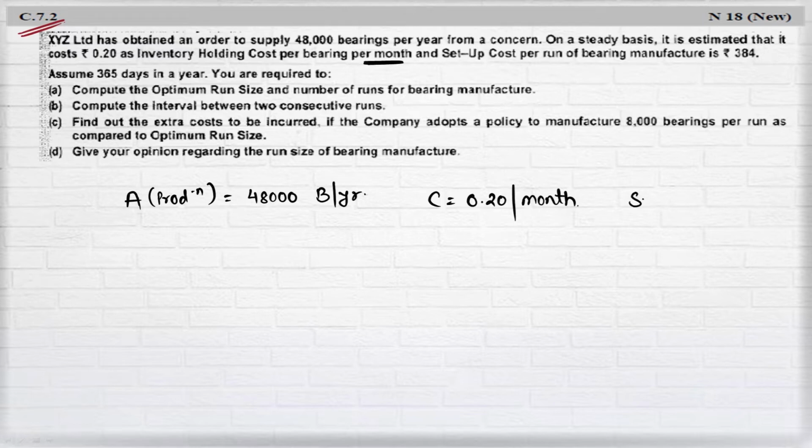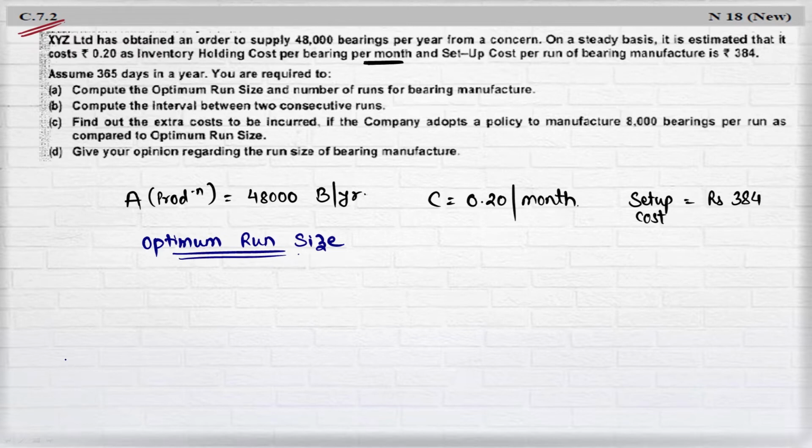This is the setup cost, which is rupees 380. Assume 365 days in a year. You are required to compute the optimum run size and number of runs for the bearing manufactured. Compute the interval between two consecutive runs. First, let me explain this. Compute optimum run size.